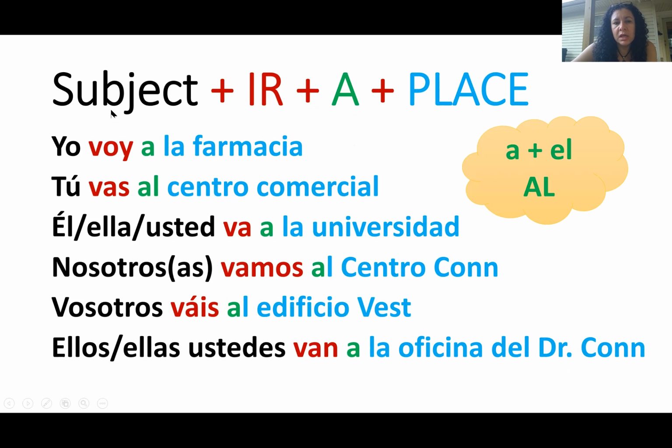The formula is obviously our subject doing the action. The action is ir, to go, so ir will be conjugated. Then the preposition a and a place. The place needs the article, and the preposition contracts with the masculine singular one. So let's see this example. Yo voy a la farmacia. You see: subject, ir, plus a, plus place.